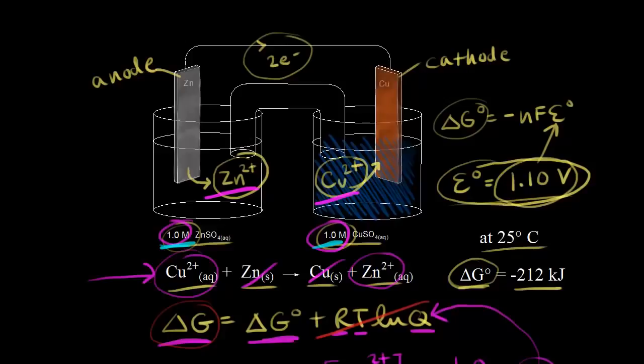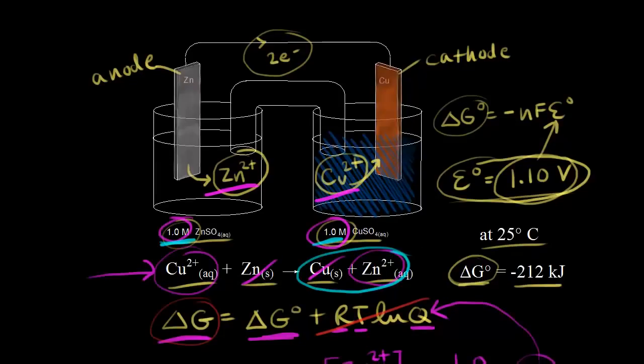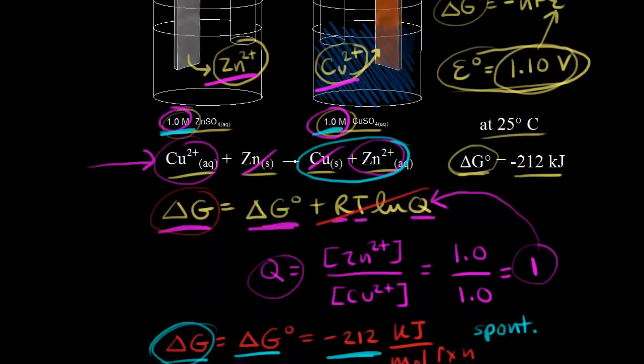So the reaction goes to the right to make more of our products. What happens to Q as the reaction proceeds to the right? Well, we're increasing the concentration of our products. We're increasing the concentration of zinc 2 plus ions. At the same time, we're decreasing the concentration of copper 2 plus ions. So Q increases as the reaction proceeds to the right. So as we make more products, Q increases.